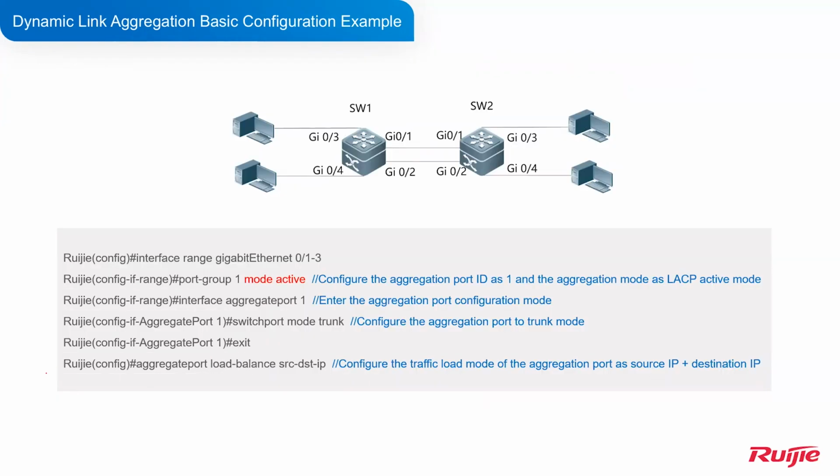Okay. After knowing these commands, let's see another example. First, interface range gigabit Ethernet 0/1-3, port group 1, mode active. Pay attention here, the mode we use is active. And from here, we can know what we're using is the LCP mode. And interface aggregate port 1, switch port mode trunk, and aggregate port load balance, source and destination MAC. Okay.